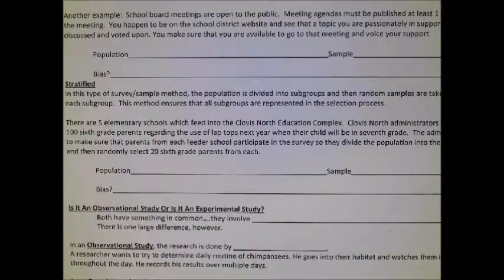Let's read the example together. School board meetings are open to the public. Meeting agendas must be published at least 1 week in advance of the meeting. You happen to be on the school district website and see that a topic you are passionately in support of is going to be discussed and voted upon. You make sure that you're available to go to that meeting and voice your support.